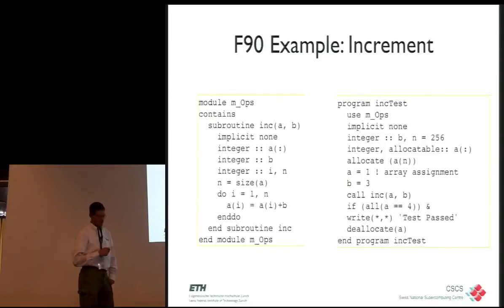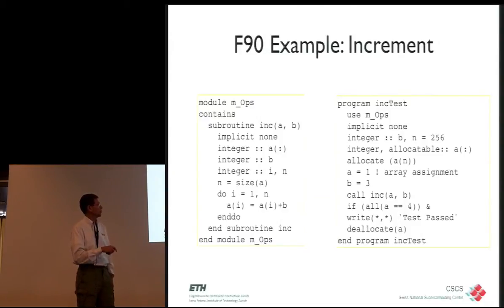Okay, so here is a fairly simple example. You have a main program and some sort of module which contains various numerical operations. And this one here is just an increment function. It increments a vector, A, by some scalar B. So every element is incremented by this scalar B. And even if you don't know Fortran, it should be pretty logical, right?